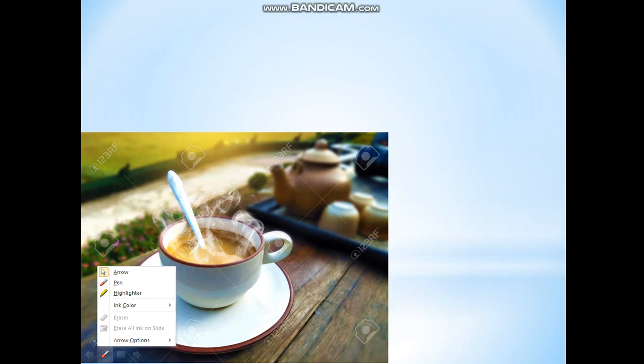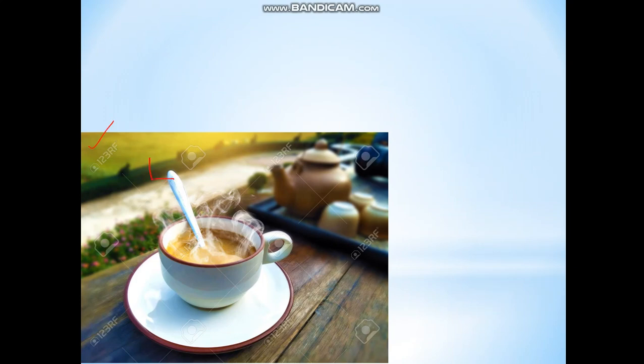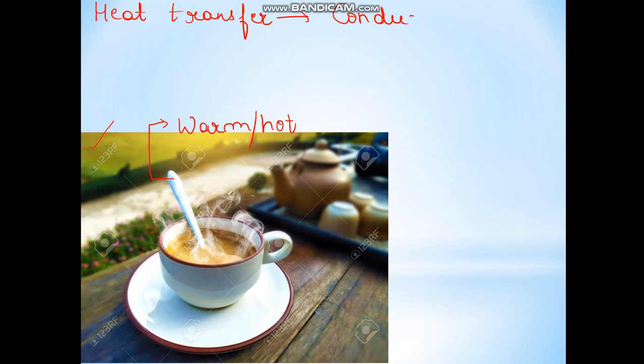So now let us understand how the conduction process was taking place in the example which we discussed. I told you that when we keep the steel spoon inside a hot cup of tea, the spoon will become warm or hot after a few minutes. This happened due to heat transfer, and the method of heat transfer which actually happened here was conduction, because a solid object is involved, that is the steel spoon.